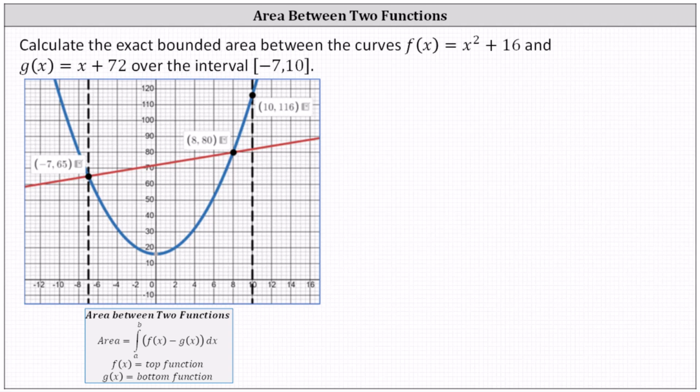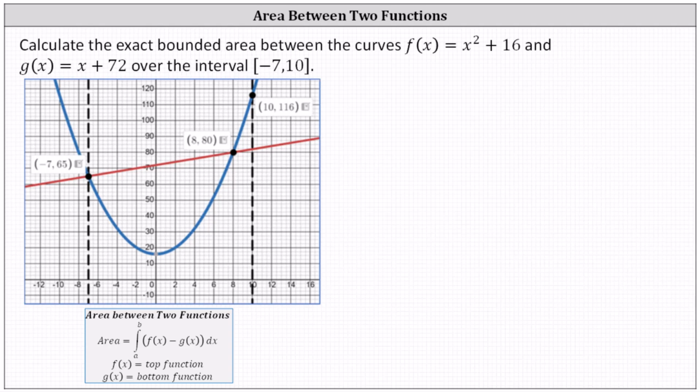Calculate the exact bounded area between the curves f of x equals x squared plus 16 and g of x equals x plus 72 over the closed interval from -7 to +10. When determining bounded area, it's important to graph both functions on the coordinate plane.